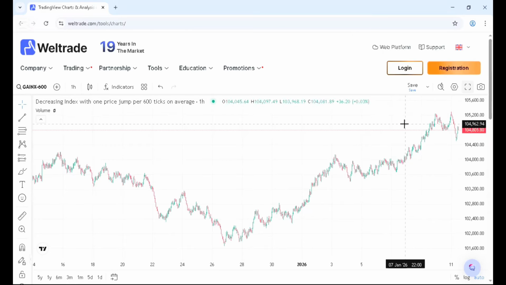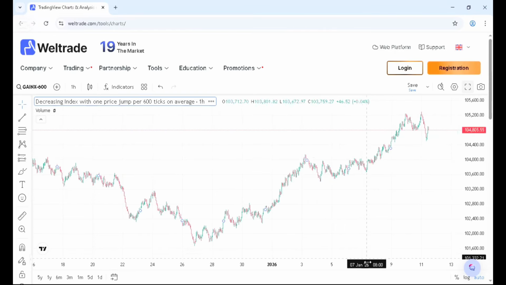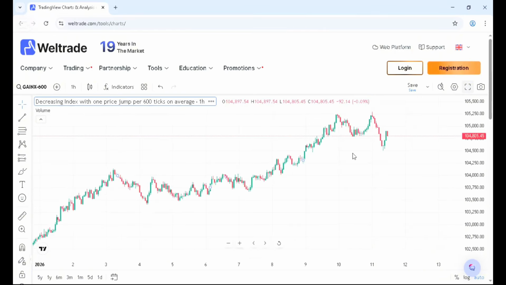Gain 600 has been moving well and it was going up. But if we check what is currently happening now, we can see that today it moved a bit, but overall the market is going down. So in this kind of scenario, what are you going to do? You have to use top to down analysis and see what is going to happen.